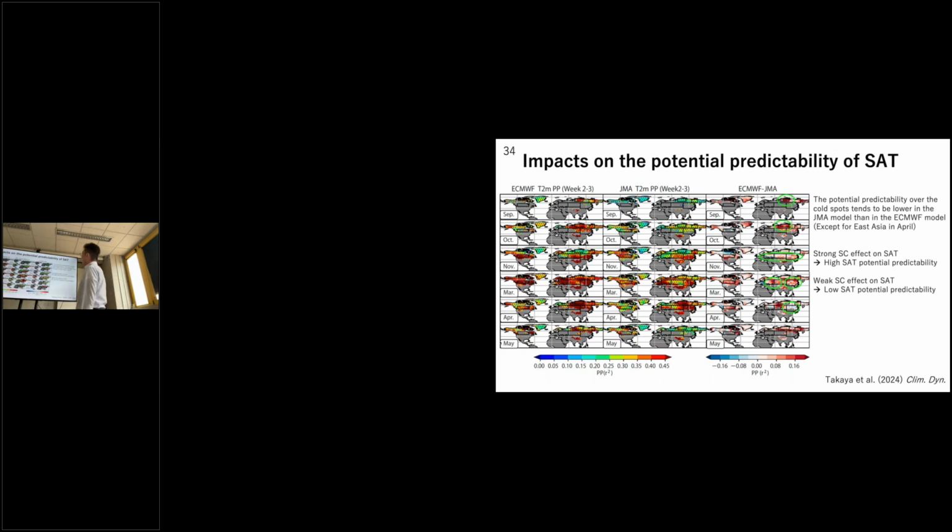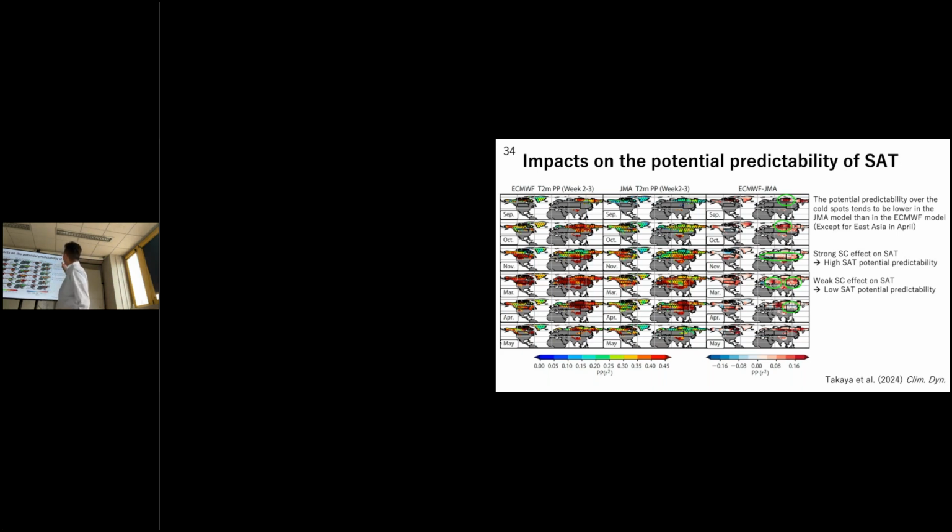So here I'm showing the potential predictability of 2-meter temperature for weeks 2 and 3, the 2-week average. These are ECMWF, these are JMA. Here I'm showing the difference between ECMWF and JMA. And we found that, for example, here we see a red color.